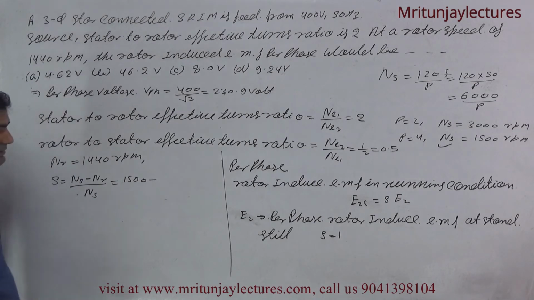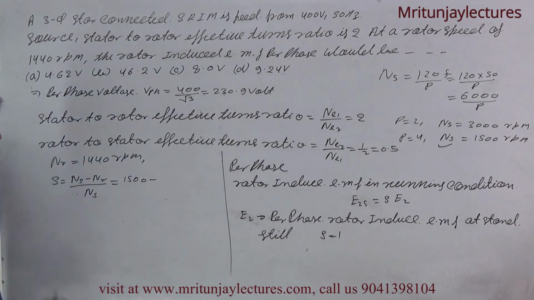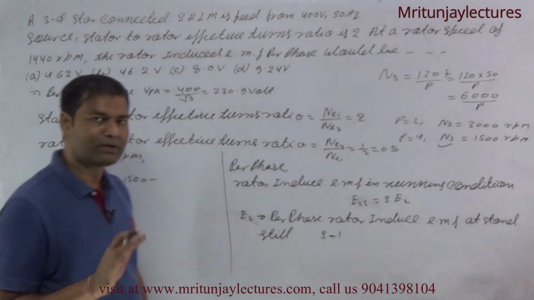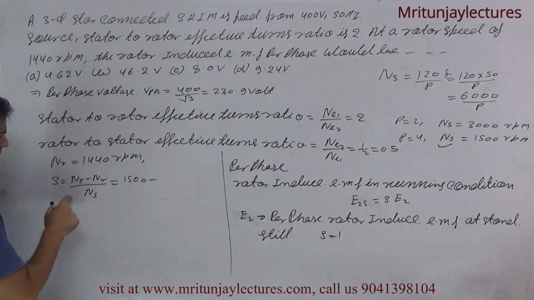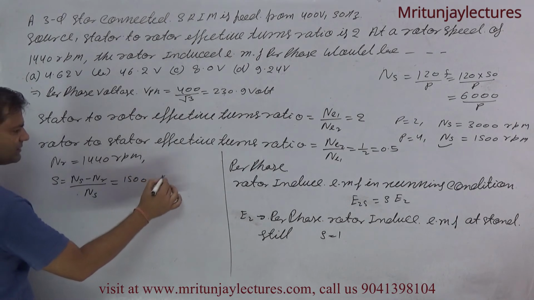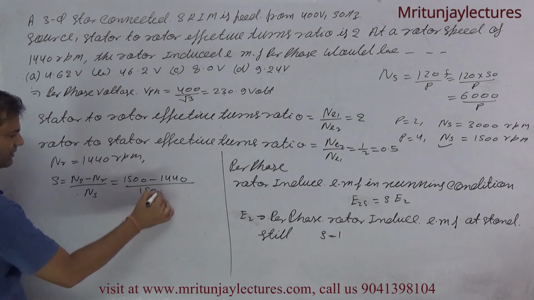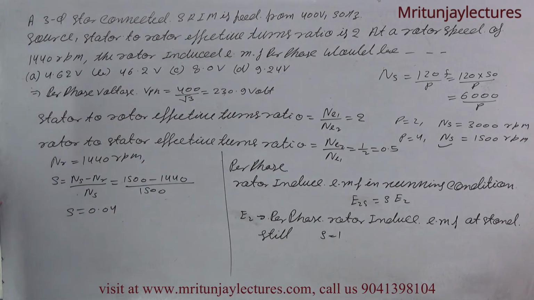If asked what the number of poles is, that is 4. Okay, rotor speed is always closer to synchronous speed. We have already discussed this in the previous lecture. So now here, (1500 minus nr) divided by 1500, that is 0.04. So s is equal to 0.04.